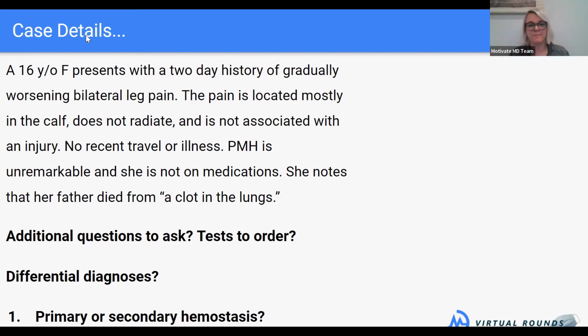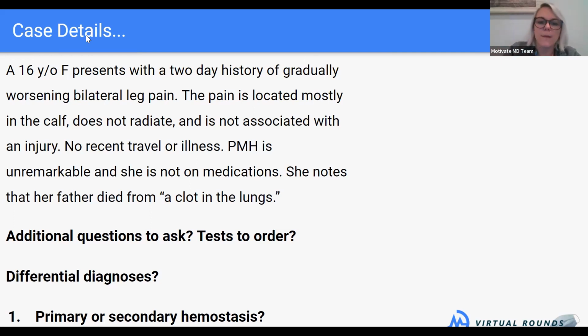Ideas? What do you guys think? Yeah, we can consider PE. And so what questions would we want to ask if we want to get a further history, or we want to get pertinent positives or negatives for a PE? Chest pain, good. Yeah, what else? There's a specific type of chest pain too. I don't expect you to know that. It's called pleuritic chest pain. So chest pain when you take a deep breath.